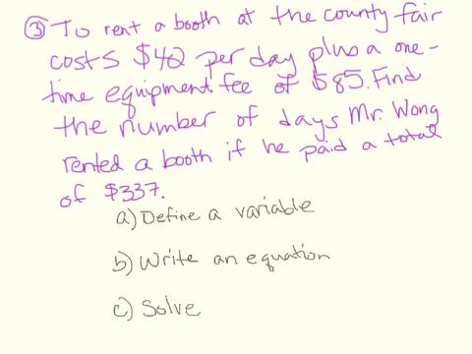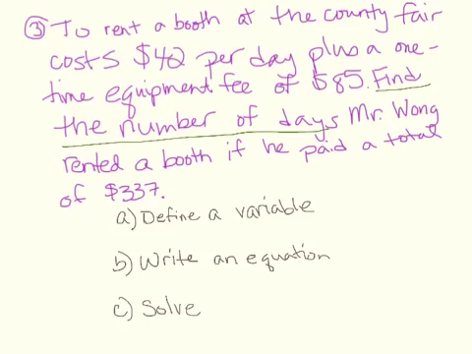So first of all, my variable. They tell us to rent a booth at the county fair. It costs $42 per day plus a one-time equipment fee of $85. Find the number of days Mr. Wong rented a booth if he paid a total of $337. So words like find or tell the number are going to be a signal that that's what you're looking for, and that's what your variable is going to be.